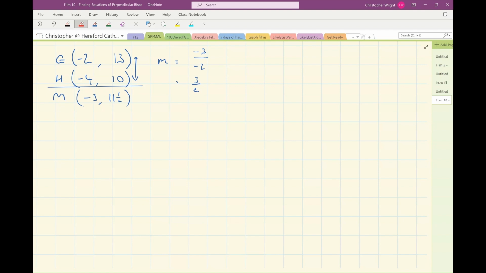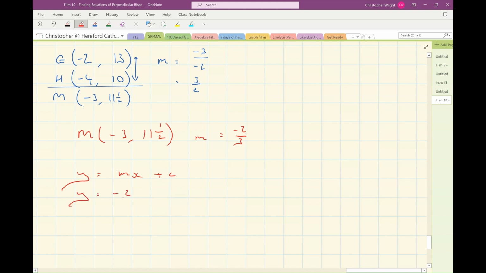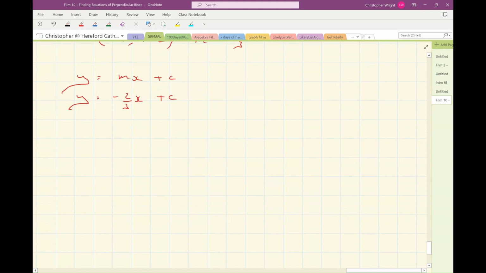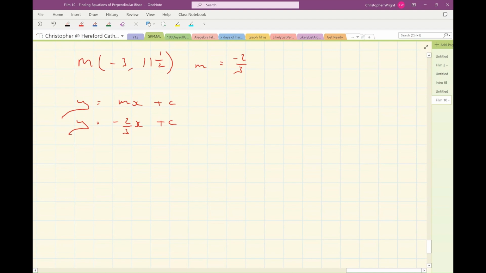So now I know a fair amount about my perpendicular bisector. I know it goes through the point M, that midpoint, and I know it has a gradient of minus 2 thirds, the negative reciprocal of 3 halves. So my perpendicular bisector is going to look like y equals mx plus c. So y equals minus 2 thirds x plus c. And I know, by looking at the coordinates of that point M, that when x is minus 3, y is 11.5. So I can write 11.5 equals minus 2 thirds times minus 3 plus c. So 11.5 equals, what's that going to be? 6? Is that right? No, it's wrong. It's going to be 2 plus c. So that means that c is 9.5.